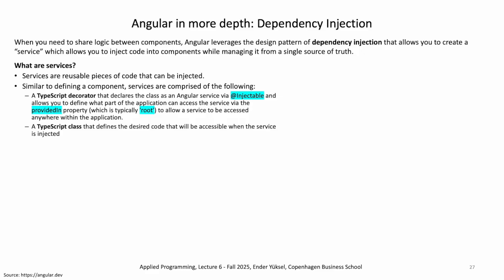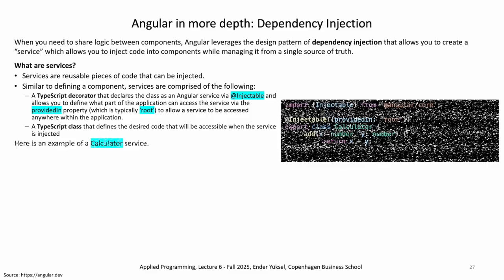Similar to defining a component, services are comprised of the following: a TypeScript decorator that declares the class as an Angular service via @injectable and allows you to define what part of the application can access the service via the providedIn property, which is typically root, to allow a service to be accessed anywhere within the application. Also a TypeScript class that defines the desired code that will be accessible when the service is injected.